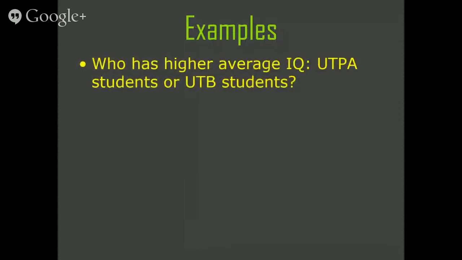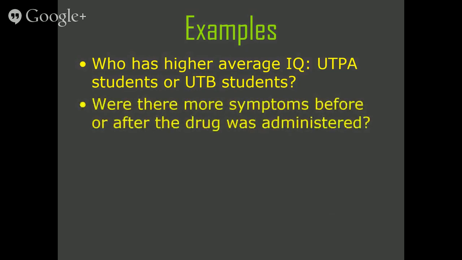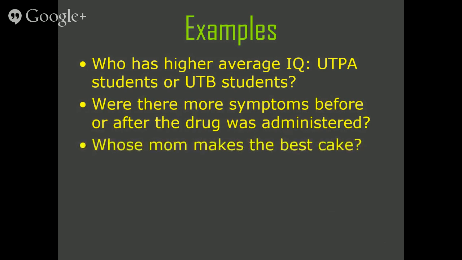There are a lot of situations where we want to know the difference between two means. We want to know average differences between two groups, for instance. Who has higher average IQ, people from one college or people from another college? Were there more symptoms for this group of patients before or after a drug was administered to them? Whose mom makes the best cake? You might take a lot of cakes and take the average. On average, whose mom makes the best cake?